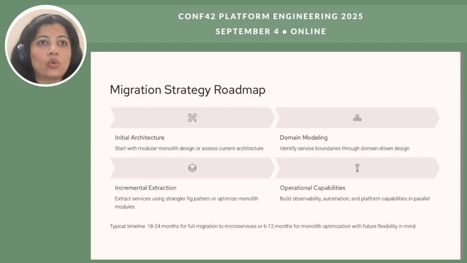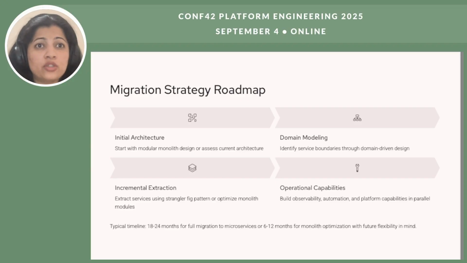A typical roadmap that I would recommend teams consider would look something like this: start with a modular monolith or assess the current system, and then use domain-driven design to identify logical service boundaries, incrementally extract services using patterns like Strangler Fig, or optimize modules within the monolith, and then build operational capabilities, observability, automation, and CI/CD in parallel.